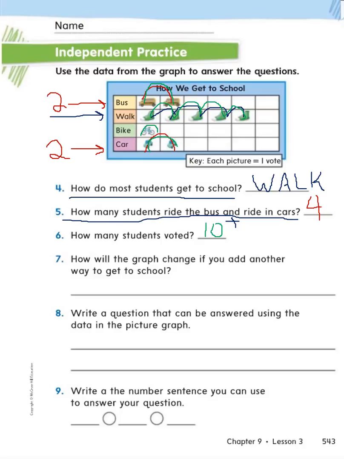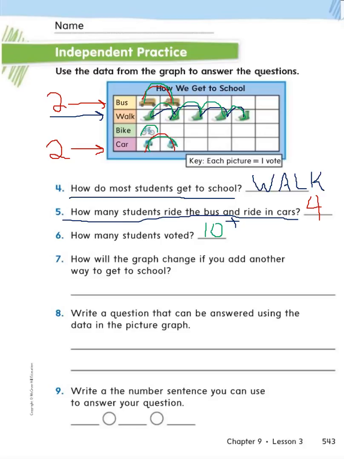Number 7. How will the graph change if you add another way to get to school? What do you think about this one? Let's say we added a 5th way. Let's say we added train. Maybe the results will be the same, but maybe somebody will have chosen train, and maybe we'll have only 1 bus. Or maybe 5 people would like the train. It would change all of the numbers that we have here.